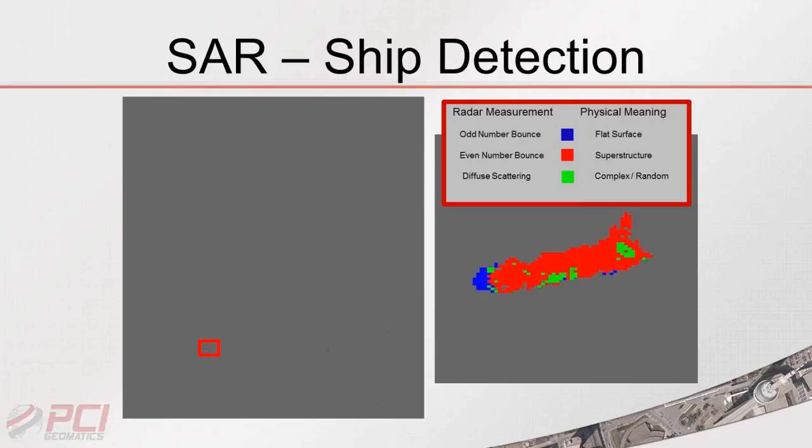Again, the polarimetric information gives us much more information than just the presence of the ship. It can give us information about what's on the ship, or at least we can infer more information. We can't directly tell what's on the ship, but we can infer a lot more based on its structure and its polarimetric response.